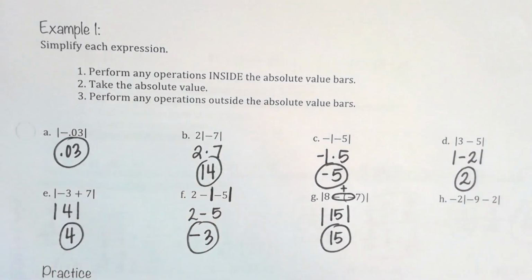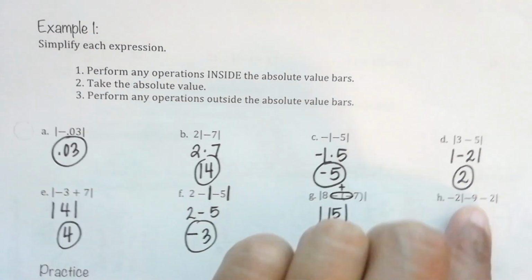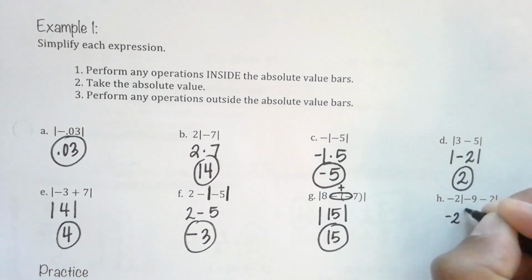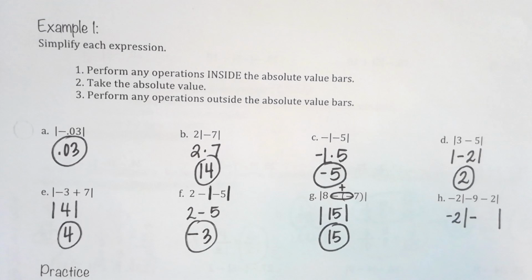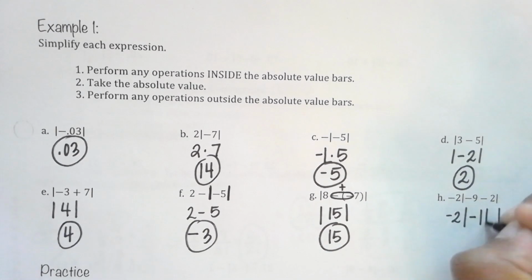There you go. Looking at H, is there something to do on the inside? So I bring down this negative 2. I bring down the absolute value bars. Are these the same sign or different signs? The same. So should I keep the sign? Yep. What's 9 plus 2? 11.